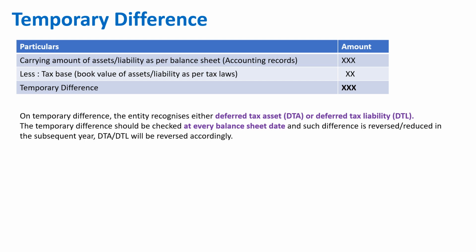Okay. So in our previous example, we saw that the carrying amount was 90,000 rupees as per the accounting rules, and 80,000 rupees was the tax base because of higher depreciation. And the temporary difference was 90,000 minus 80,000, that is 10,000 rupees. And we saw how this 10,000 rupees was considered in determining the deferred tax liability.